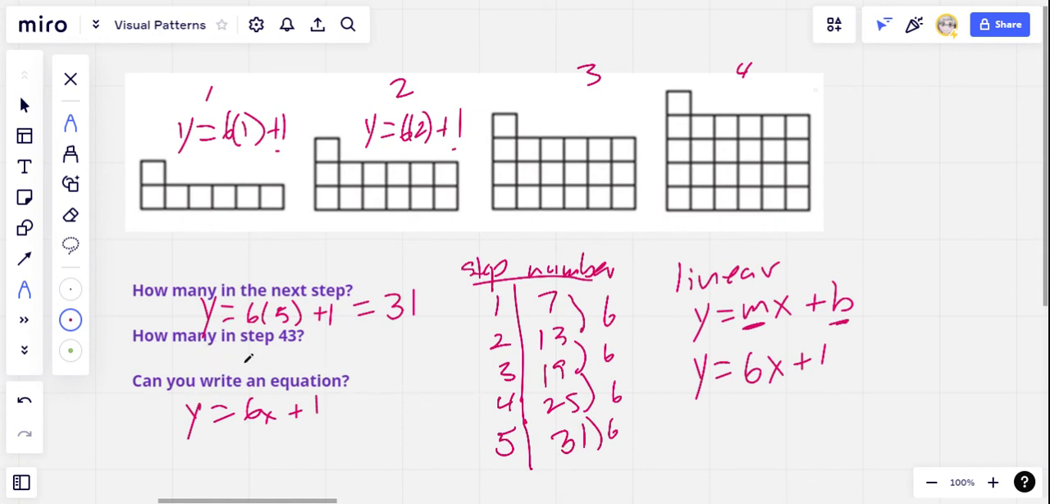How about step 43? Well, that's harder if you're just counting or making a chart, because 43 is going to be pretty far down that chart, but our equation is going to come in really handy in this case. So I've got y equals 6 times step 43 plus 1. And what is 6 times 43? I'm going to do that in my head. I'm going to ask myself, what is 6 times 40 first? And that's 240. And 6 times 3 is 18, so that's 258, and then plus 1. So the number here should be 259.